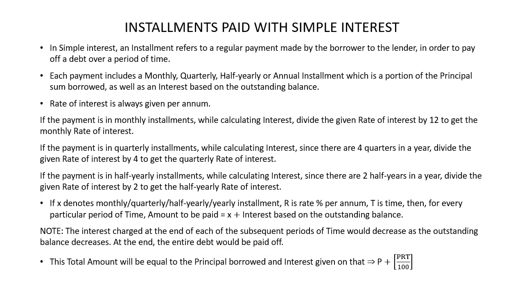So now this total amount that is paid, so that the entire debt is paid off, is equal to the principal borrowed and the interest on that principal. That is P plus PRT by 100.